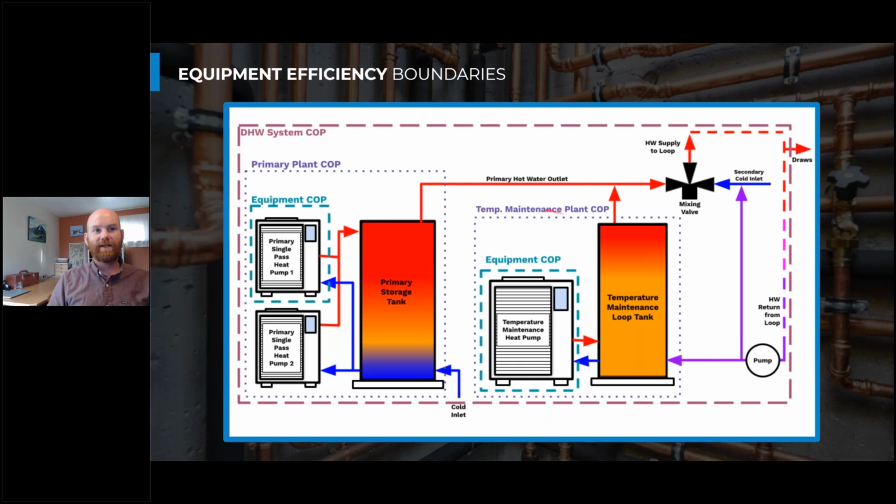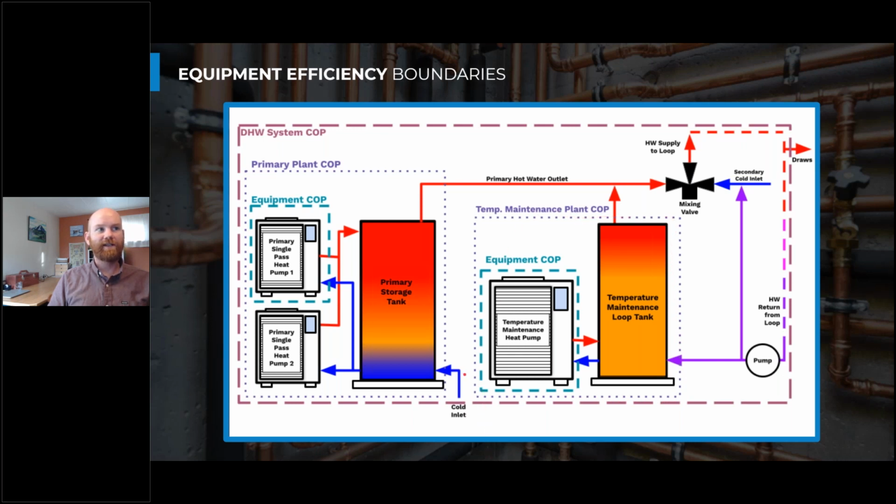So we can also look at the temperature maintenance plant COP, which is essentially the equipment that's serving that temperature maintenance system and the storage tank. This may be an electric resistance water heater configured as a swing tank, or it may be what I'm showing here, a parallel loop tank water heater with a temperature maintenance multi-pass heat pump water heater on it. We can look at that temperature maintenance plant COP, but once again, we're not really focused on the system as a whole when we're just looking at that portion of the heating system.